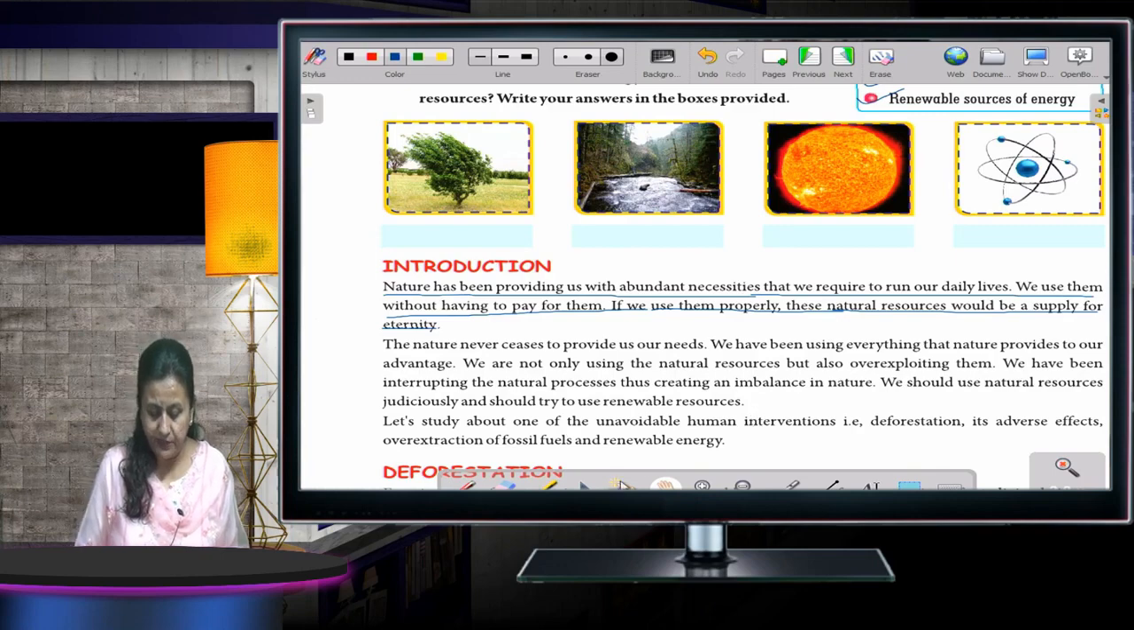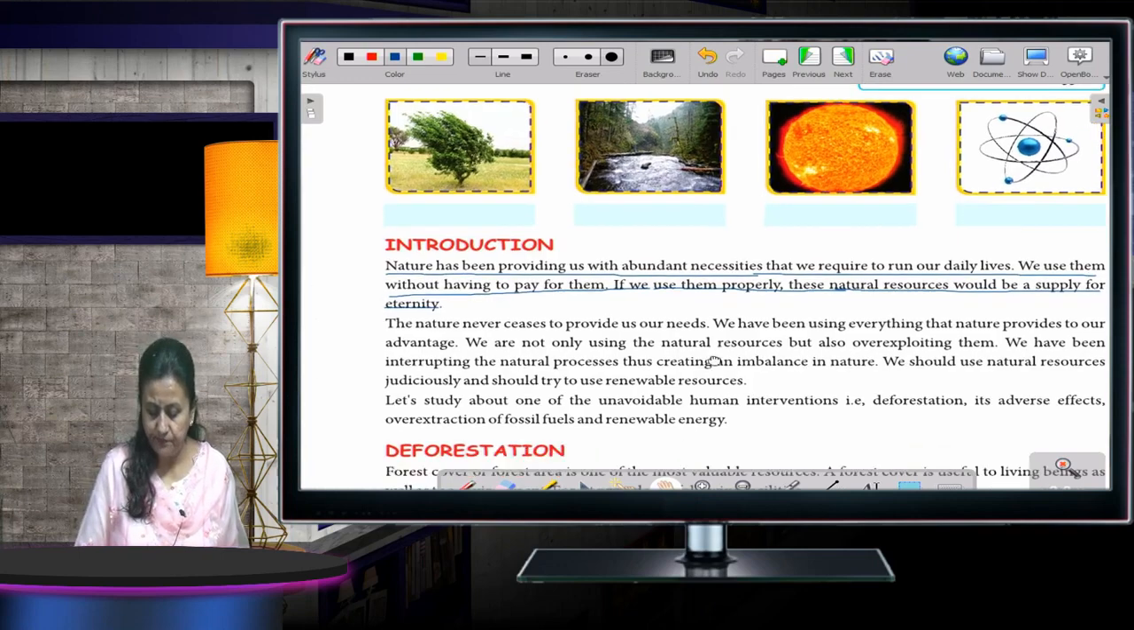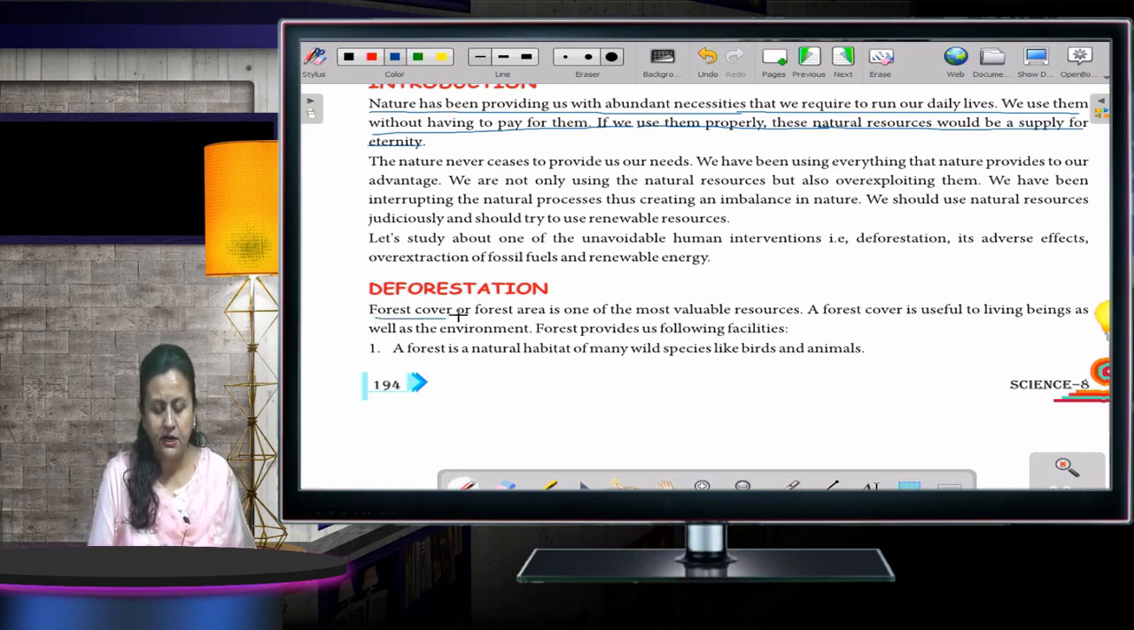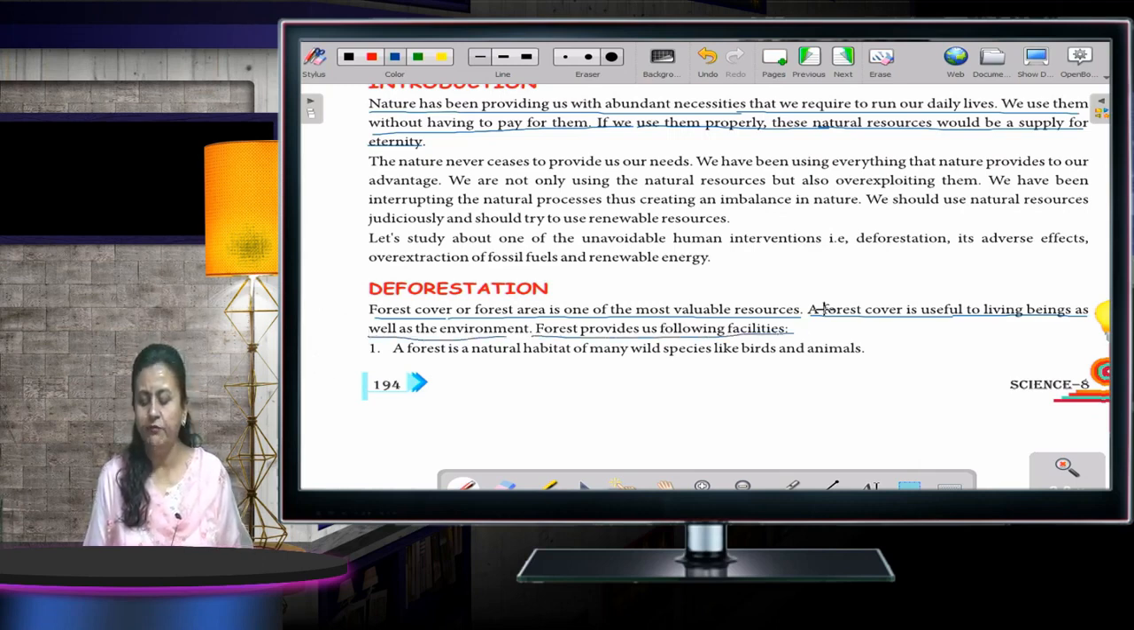So the first topic is here. What is deforestation? We'll start with deforestation now. Forest cover or forest area is one of the most valuable resources. A forest cover is useful to living beings as well as the environment. Forests provide us the following facilities. What is a forest? A forest is a land which is all covered by trees, and wild animals are living in it.